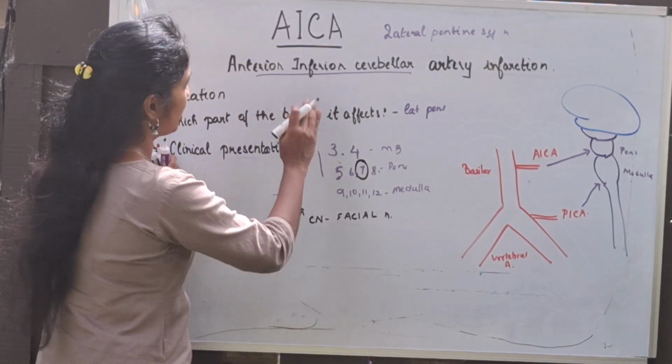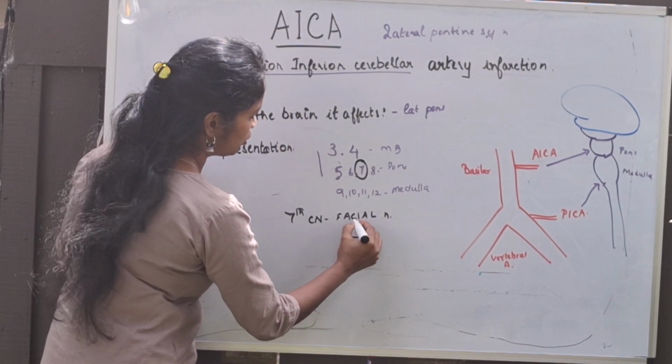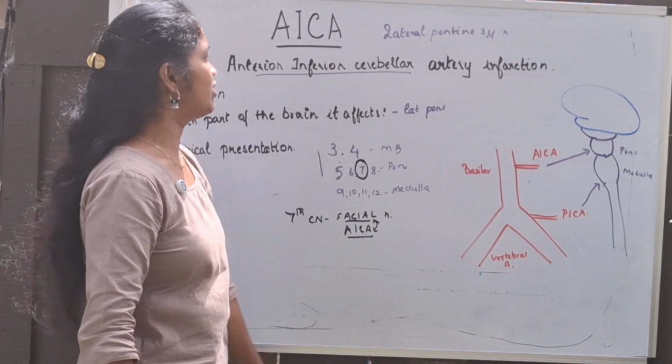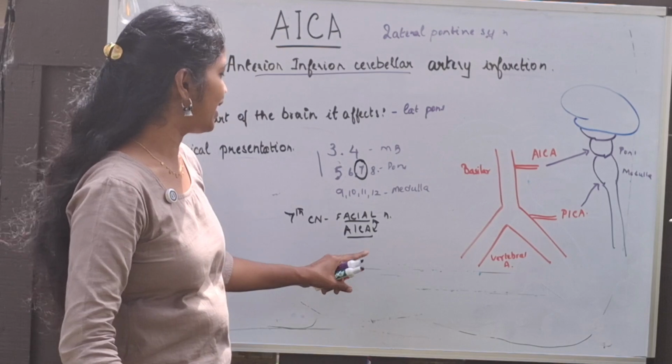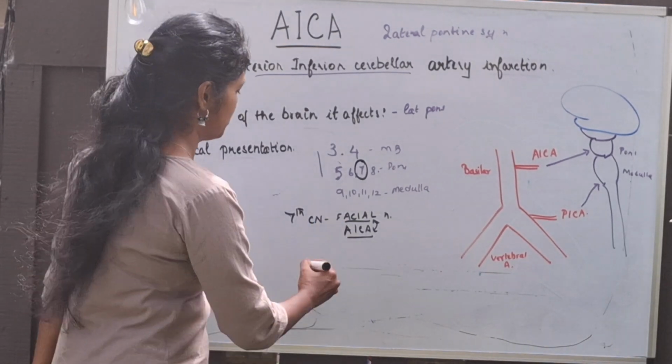There is a clue in it. AICA, A-I-C-A. If you shuffle, you get AICA, and this is... So, even if you forget everything, you can shuffle and find out that AICA is almost similar to facial nerve nuclei. So, therefore, it presents with Bell's palsy.